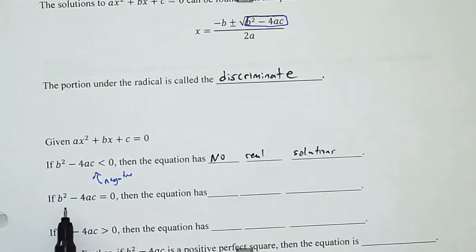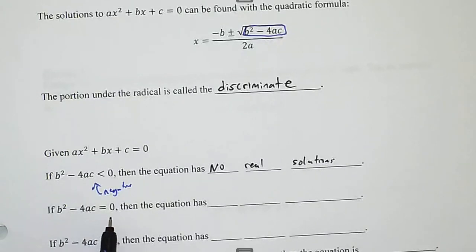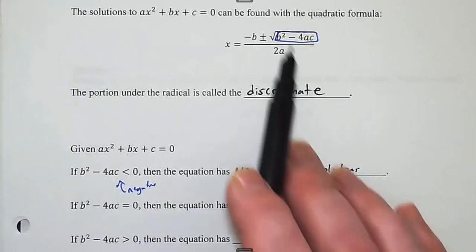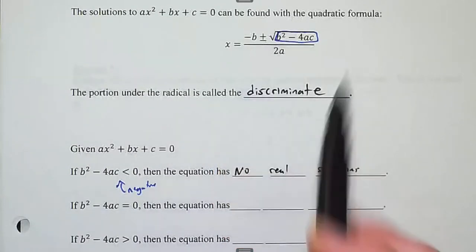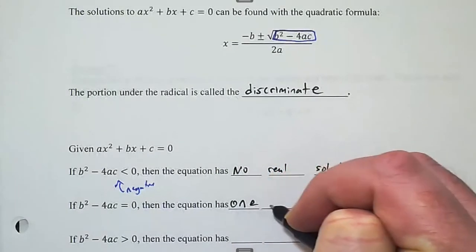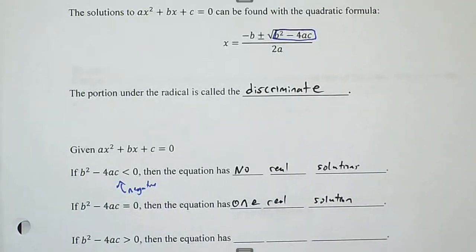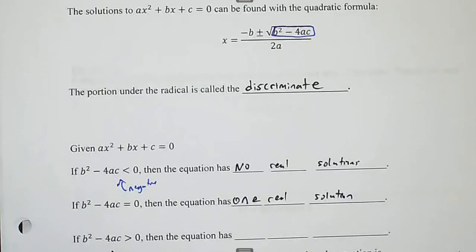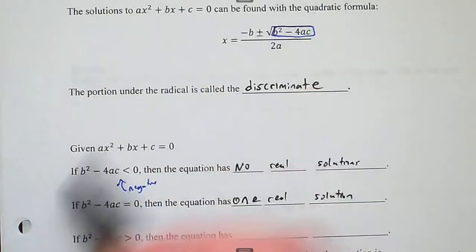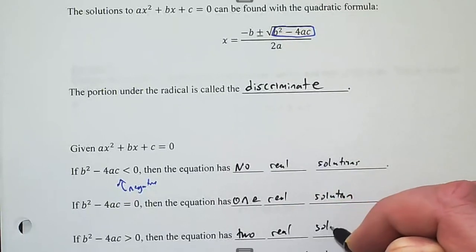But if it actually ends up equaling exactly 0, 0 is a funny number. Because the square root of 0 is 0. And then you have to add and subtract 0. And adding 0 and subtracting 0 doesn't change anything. So it has one real solution. Finally, if b squared minus 4ac is bigger than 0, then we know we're going to get 2 different numbers when I take the square root. One I'm going to add, another I'm going to subtract. So it's going to have 2 real solutions.